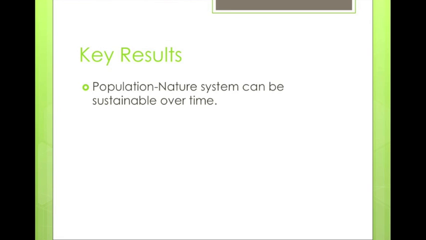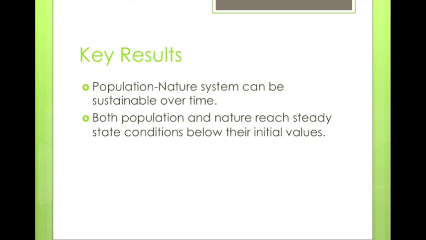So the key results here: the population-nature system can be sustainable over time. Both the population and nature stocks reach steady state conditions that were below their initial values. So it seems that this system in particular was started with unsustainable conditions, but sustainability can follow unsustainable conditions, and that's an important finding here.